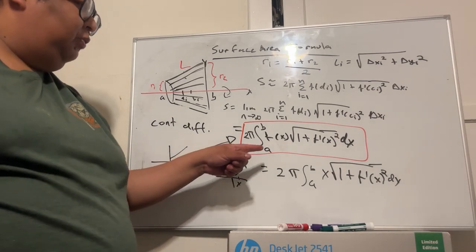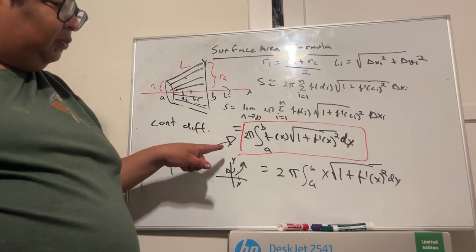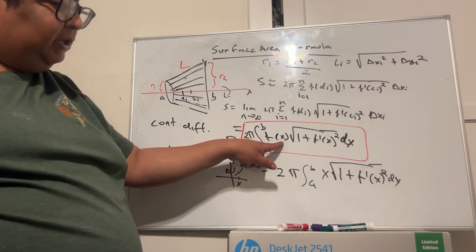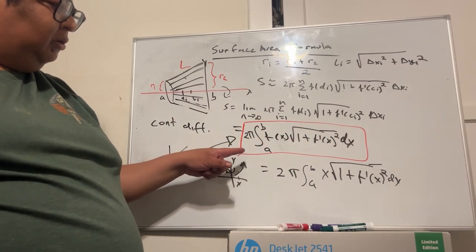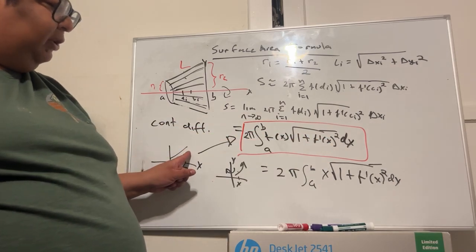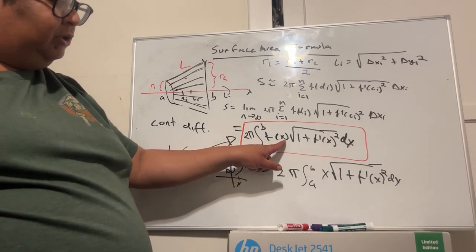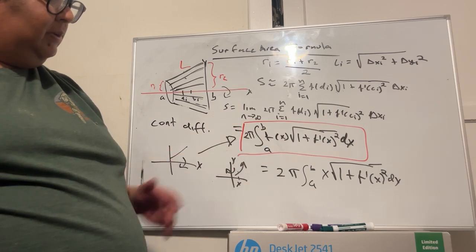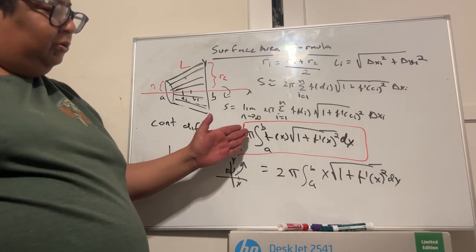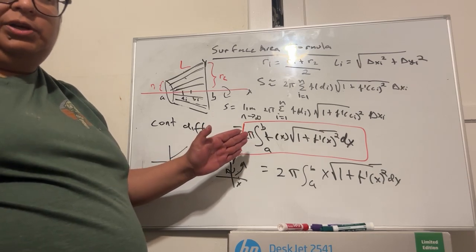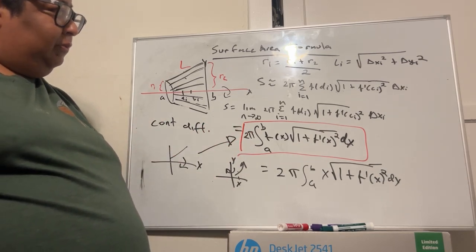And of course, if you have your function in terms of y, all you have to do is change x for y. So solve for x in the function, and change x to y, and do the same integral, and you should get an answer. So you could do this formula in terms of x or in terms of y with the given function. That's all you need to do.